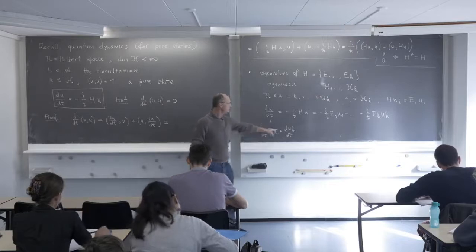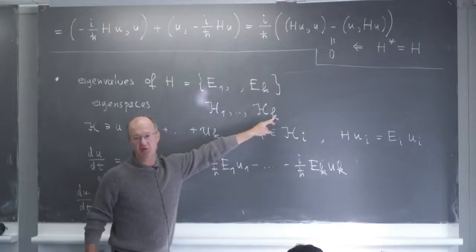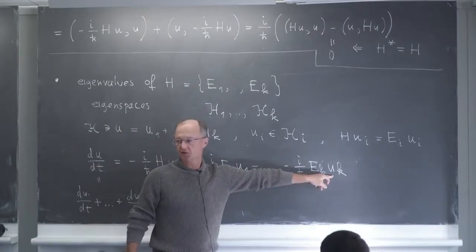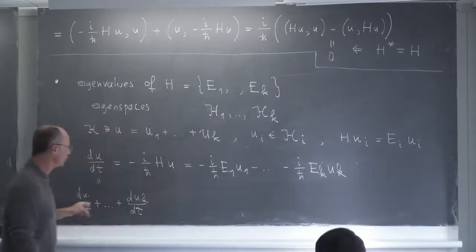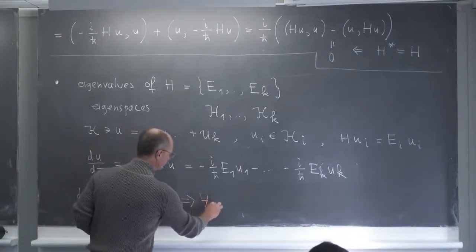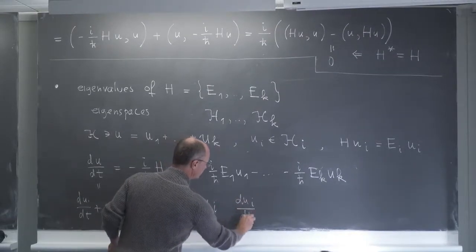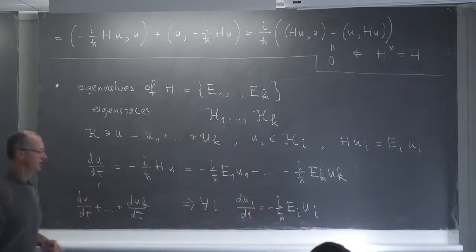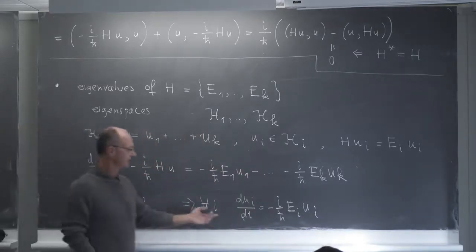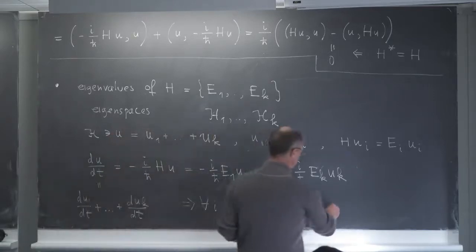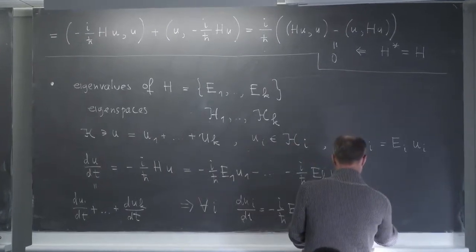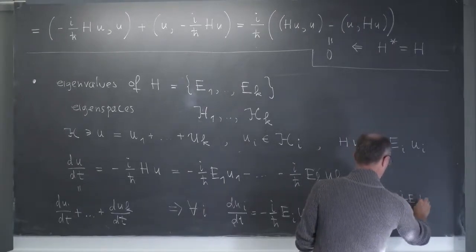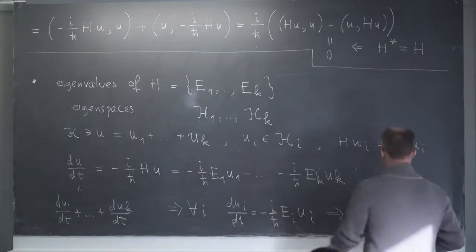Right, so here we have a sum of vectors in those orthogonal subspaces, H1 through Hk. And here we have also a sum of vectors in those orthogonal subspaces. So actually this equality means that for each i, we have dui over dt is equal to minus i over h Ei ui. Now this is a very, very simple ordinary differential equation that we can solve, right? So the unique solution is ui of t equal to exponential of minus i over h Ei times t, times ui of 0, right?